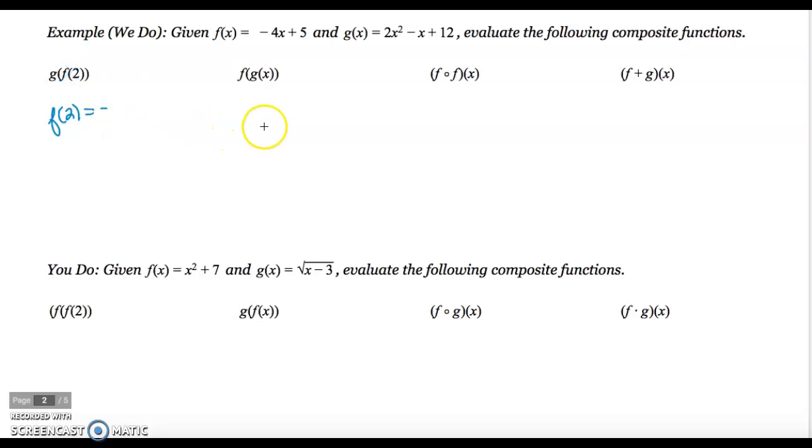But when you have an x, you are literally going to take the entire g of x function. I'm going to take this whole thing, and everywhere that there is an input in this function, this equation, I'm going to plug this whole thing in there. So if I'm finding f of g of x, that's what I'm plugging in on this side. Whatever my g of x function is, I'm going to plug it in there, right? So I'm going to take this entire 2x squared minus x plus 12 and plug it in there.